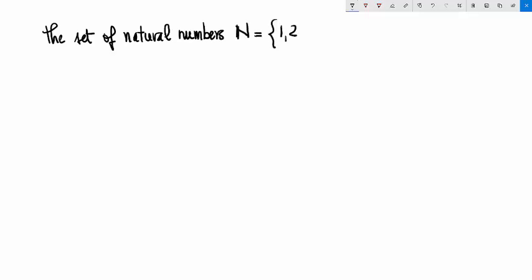Very good. Now, let's consider, for example, the set of all natural numbers. The set of natural numbers consists of counting numbers 1, 2, 3, 4, 5, and so on. And so this set has no cluster points.